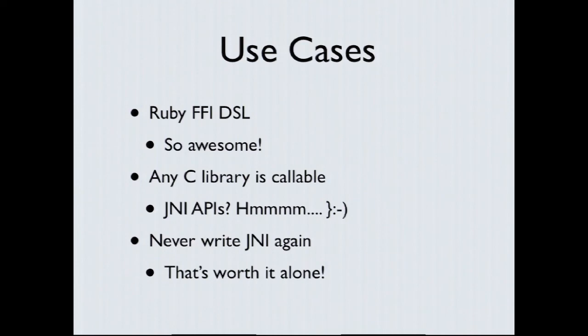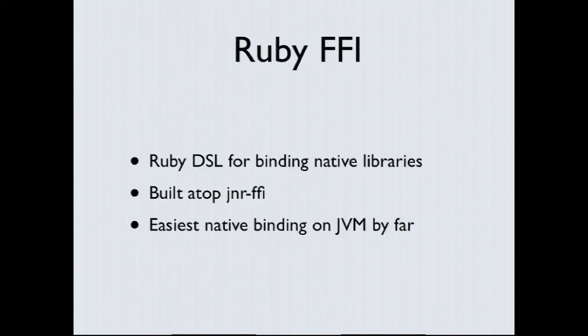So any C library can be wired up. Anything that you want to do that you might have done in JNI before, don't write JNI. Use something like this. Help us improve it. You'll feel better about yourself. And yeah, I mean, never having to write JNI again, that's worth it alone. We wrote JNI once for the FFI bindings. You should never have to write out JNI again. So I wanted to show Ruby FFI just because it is a really, really nice use case of this stuff.